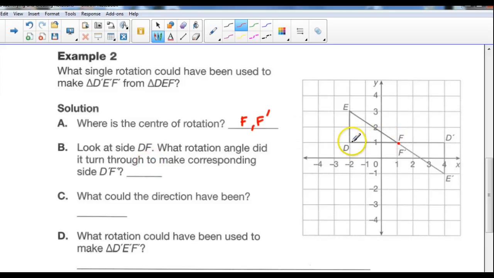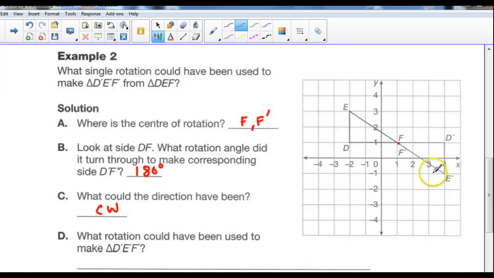Okay, well, it could have gone from here all the way around to here. It could have been flipped all the way over, okay, because D flips all over to here, and then E would flip all the way back down to here. So what rotation angle? Looks like 180 degrees. What could the direction have been? Okay, well, it's flipping this way. That's clockwise.